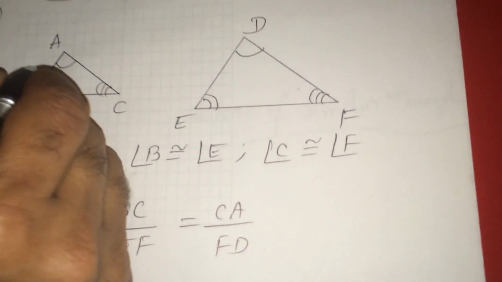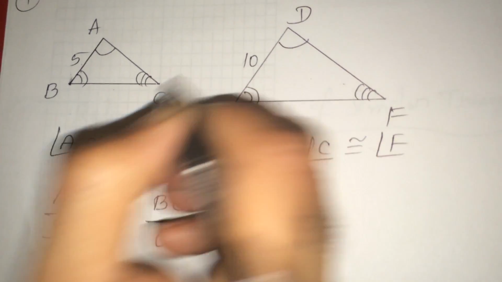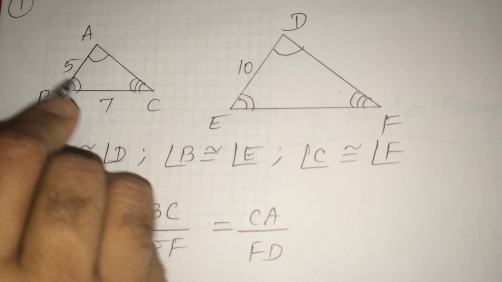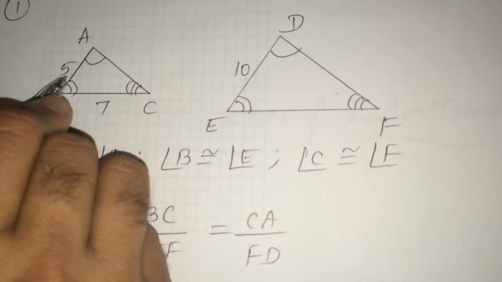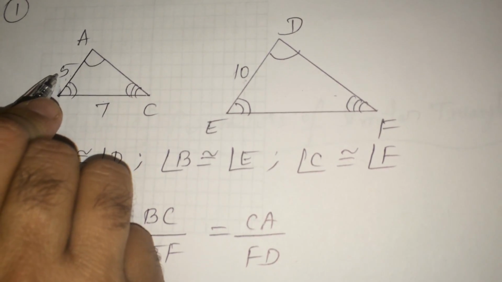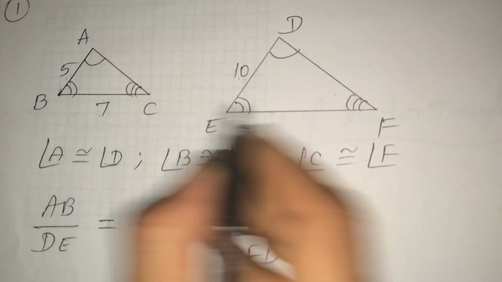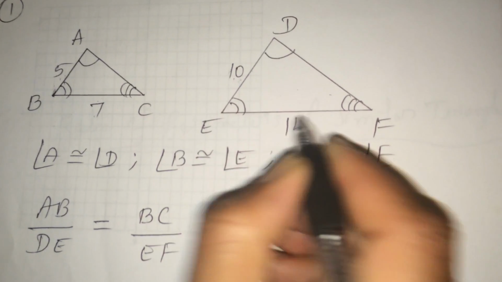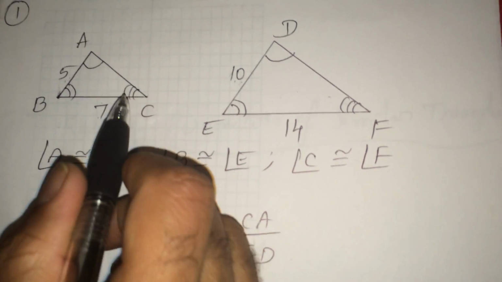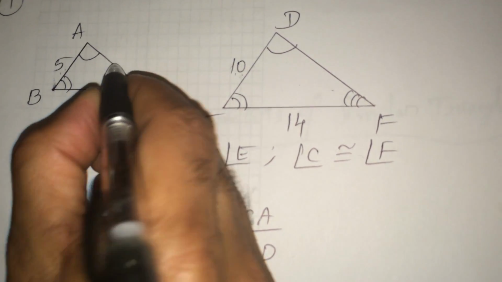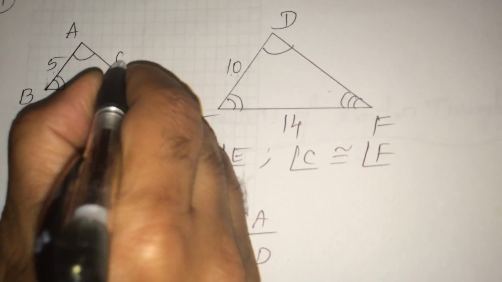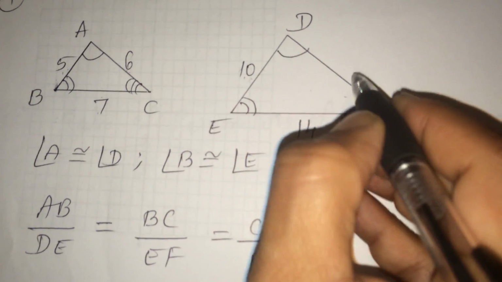For example, if it is 5, this will be 10. Suppose if it is 7, 10 is double 5. That means 5 times 2 is 10, so 7 times 2 should be 14. In the same way, if you take the ratio of this side, suppose this is 6, 6 doubled should be 12.